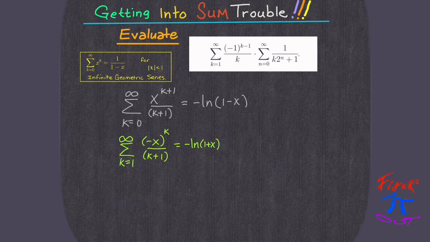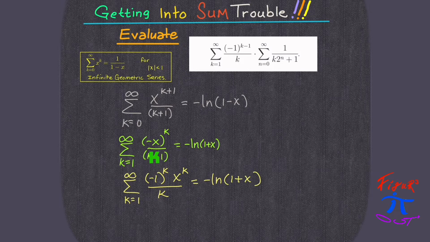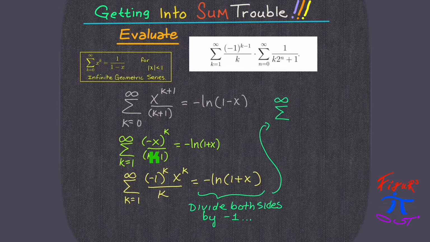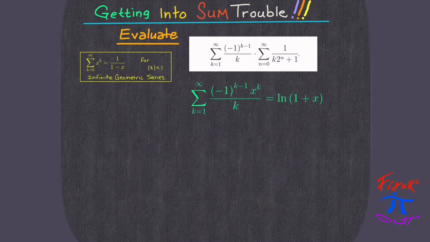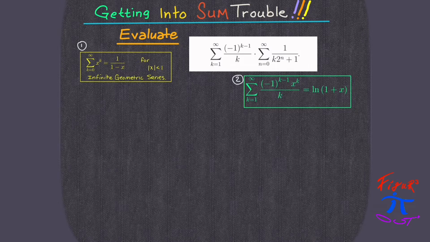Next, to get rid of that negative sign on the right-hand side of the natural log, we could think about dividing both sides by negative 1. That'll make the right-hand side positive. And the infinite series on the left-hand side will absorb that negative 1 by adjusting the exponent of negative 1 here to k minus 1. So now we have a nice little tool to help us evaluate this series.